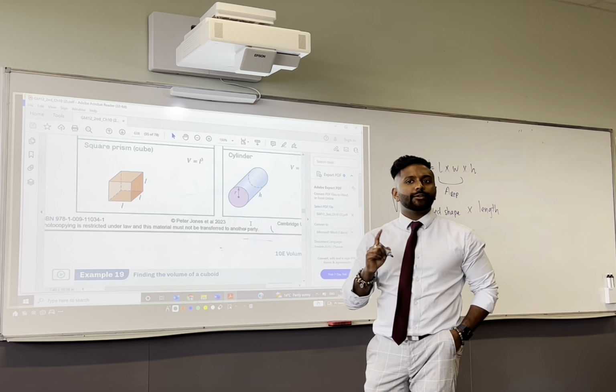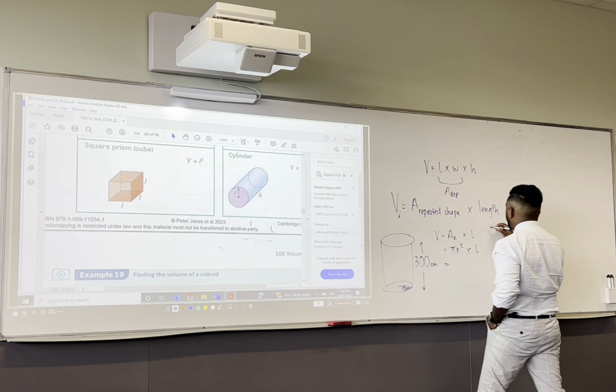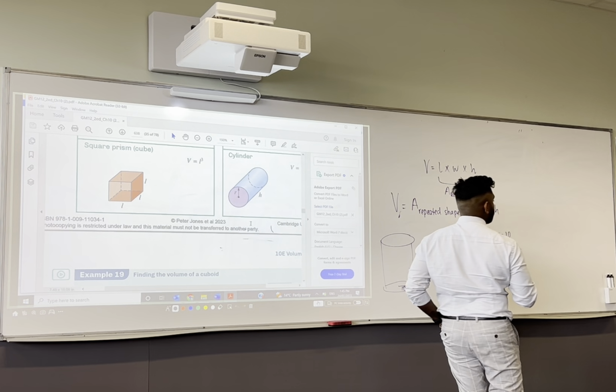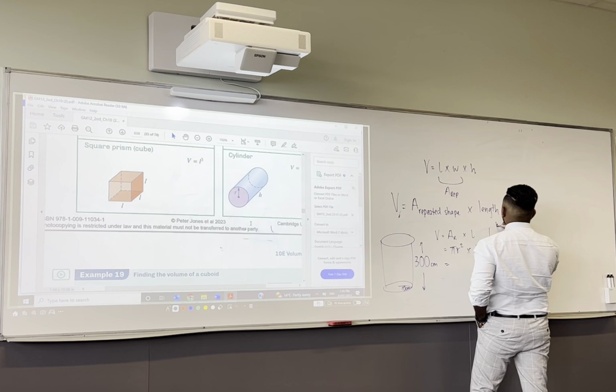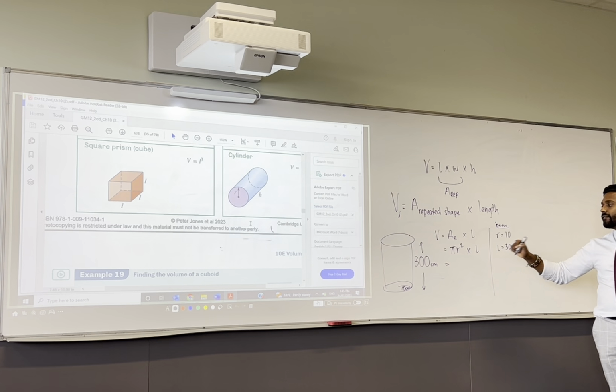What's the radius? Do we have a radius here, Lockie? Yes. What's the information that we know? 10 is the radius. Yep, 10 centimeters. And then the length is what? 300 centimeters. Cool. So what you're going to do is grab what you know and substitute it in there.